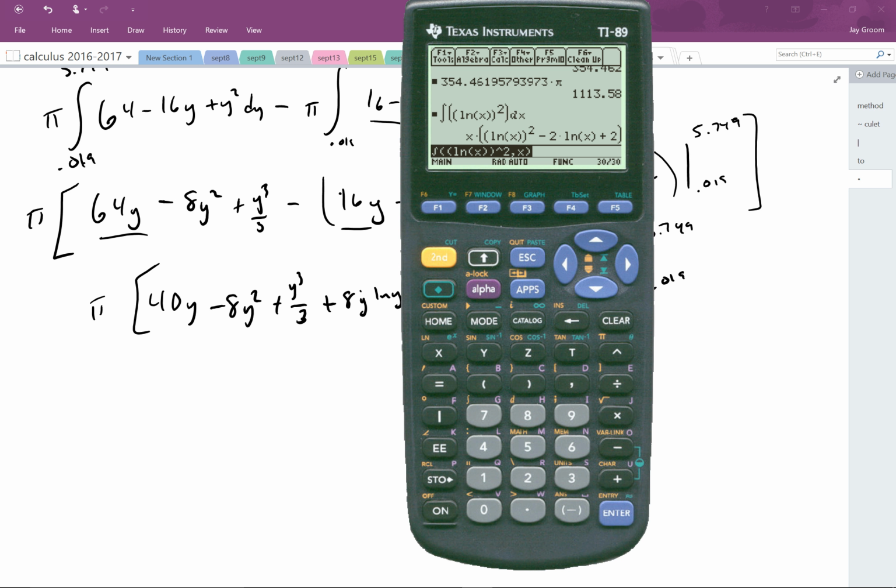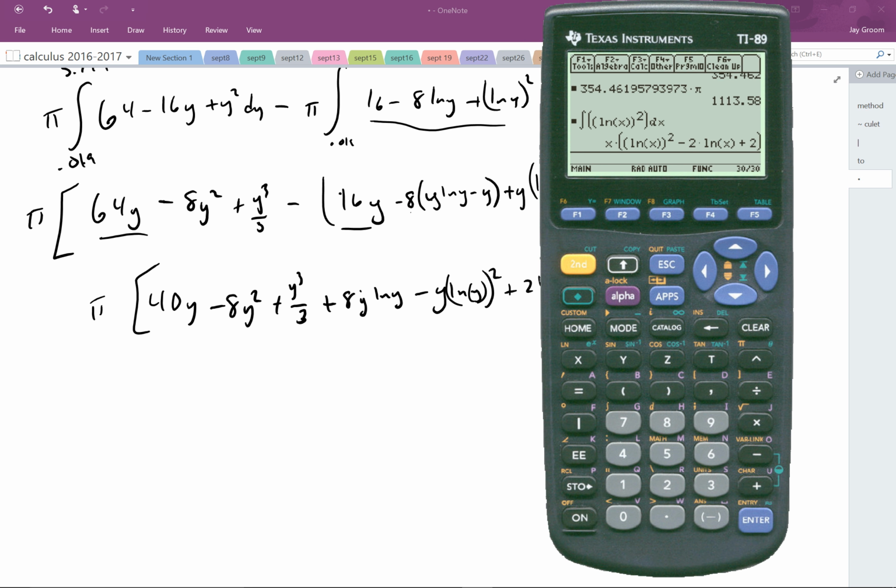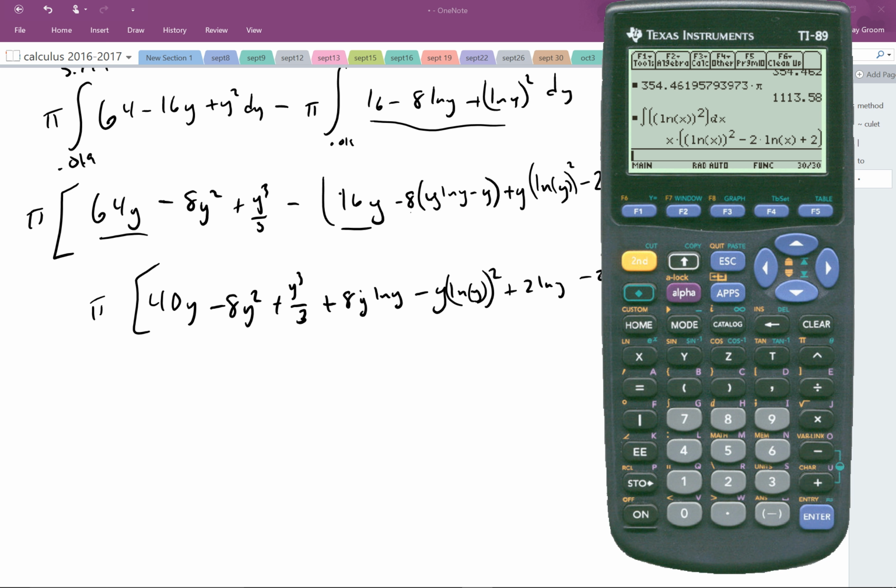Mr. Groom, you cheated and integrated on a calculator. I did on that one, but the ones on your homework, you don't need to because they're easy. What about the ones in the test? Will they be hard? Probably. Well, you're a jerk. I've heard that before.